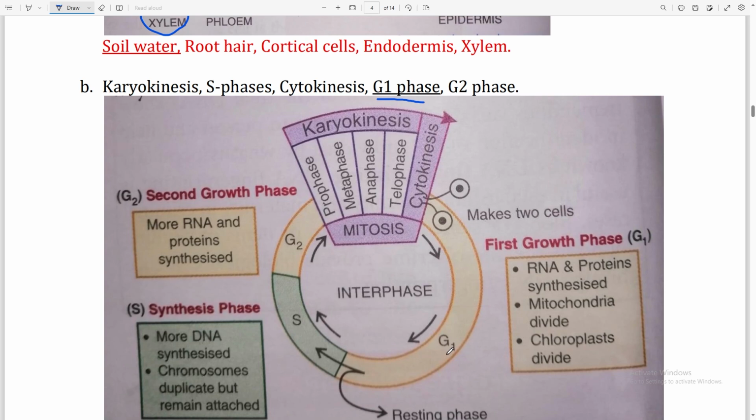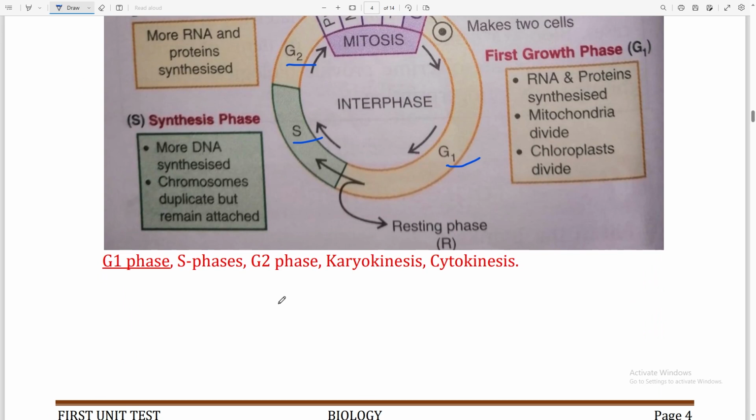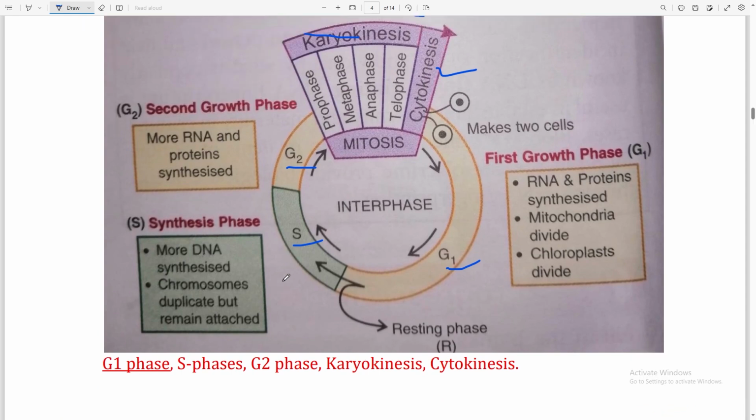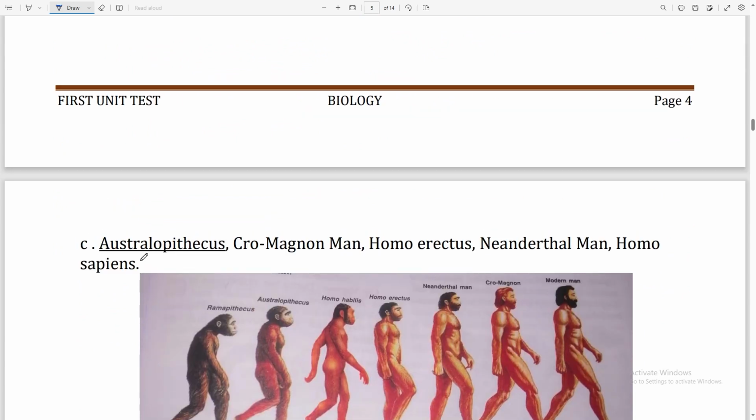So this is G1 phase. After G1 phase, this is S phase. After S phase, it is G2 phase. After G2 phase, it is karyokinesis. After karyokinesis, this is cytokinesis. Find the answer. You have to remember and picturize the question so that you will get the answer easily. Next question is Australopithecus, Cro-Magnon, Homo erectus, Neanderthal man, Homo sapiens.